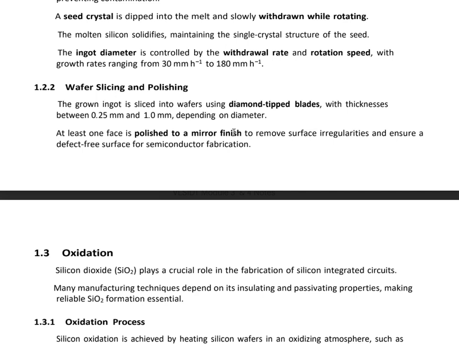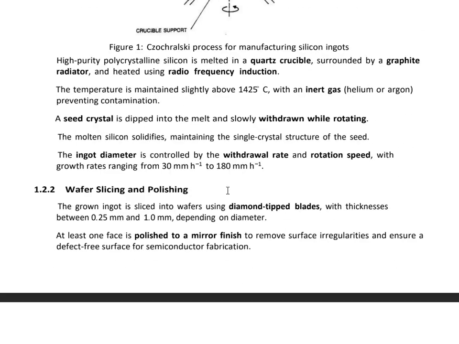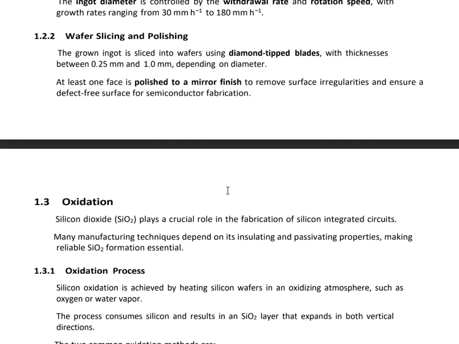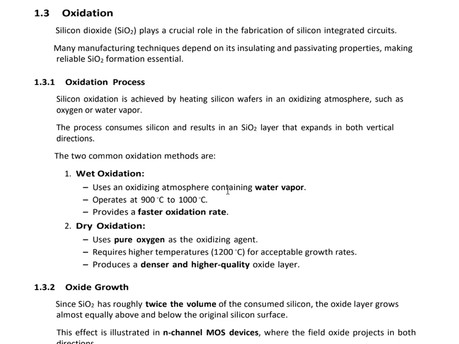The grown ingot is sliced into wafers using diamond tipped blades with a thickness of around 0.25 mm to 1 mm. At least one face is polished to a mirror finish to remove surface irregularities and also to ensure a defect-free surface. After the wafer slicing and polishing, the next process is oxidation. Silicon dioxide plays a crucial role in the fabrication of silicon integrated circuits. The oxidation process is further classified into two types: dry oxidation and wet oxidation.